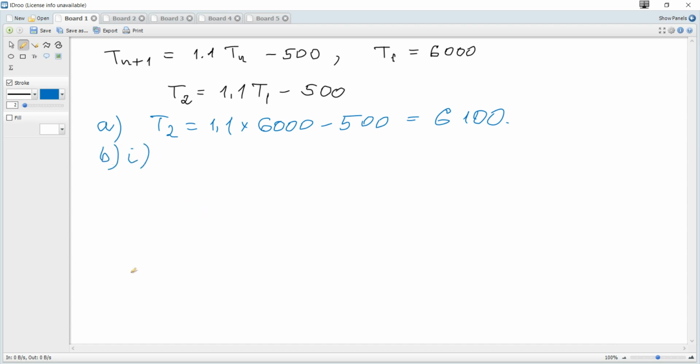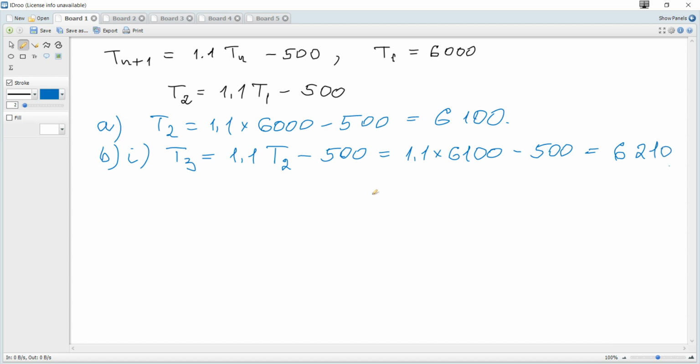Verify that T3 is 6,210. So we need T3, and we consider n to be 2 to get T3 is 1.1 times T2 minus 500, which is 1.1 times this value, because it's T2, minus 500, and just using a calculator, we get that it's 6,210 as required.